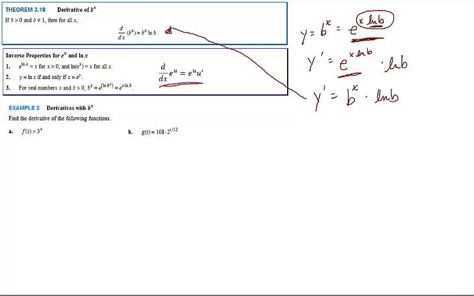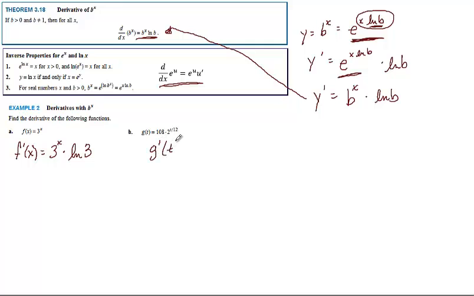Now let's play. My b in this case is 3. So f prime of x is my general rule, b to the x, so that would be 3 to the x times the natural log of my base, natural log of 3. All done. That's about as simple as it'll get. So I can't manipulate it and make it look any prettier.